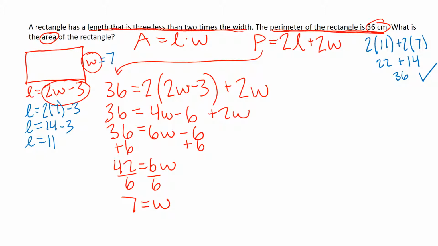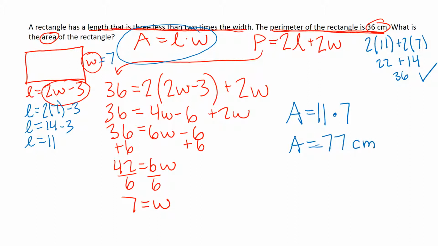Okay, so the problem asks for the area. So let's use our area formula again. So we know that our area is going to be equal to our length times our width. So length is 11 times our width, which is 7. So we get our area is 77. And now we don't want to forget units. We're in centimeters. So this is in centimeters squared.